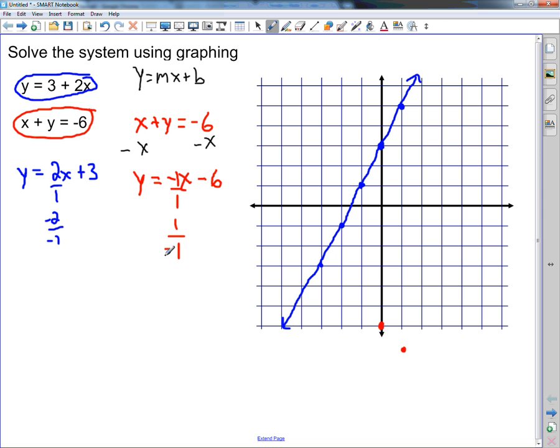So this bottom one tells me up 1, left 1. So you can see how that's going towards the blue line. So up 1, left 1, up 1, left 1. And I want to keep doing this until I find that they cross or intersect. Connect your dots.